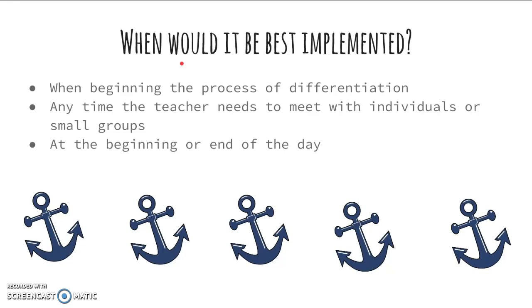Carol Tomlinson suggests this strategy when you're just beginning the process of differentiation. It's a way to start small, have all your kids doing this one anchor activity, and then you're able to meet with individuals or groups. So you would do this anytime you need to meet with an individual or group for some differentiated learning. Another time she suggested was at the beginning or end of the day, which would help you get your day started and ended smoothly.